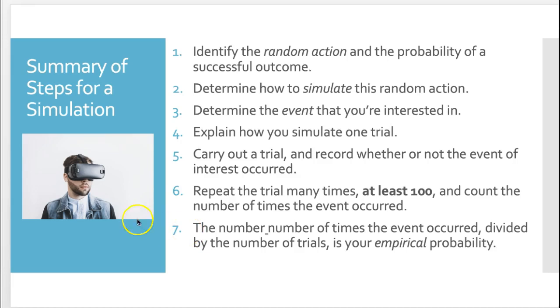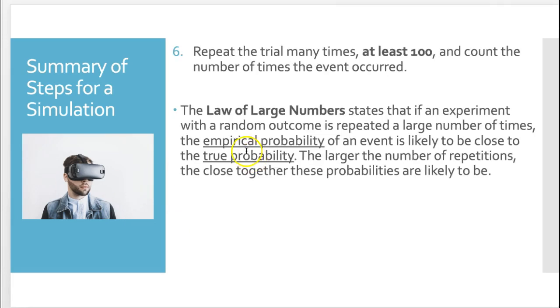One thing to briefly note here, in the summary of steps for simulation: when it says at least 100, where are they getting this number from? There's theory backing up everything that we're doing when we flip a coin or use the computer. The law of large numbers states that if an experiment with a random outcome is repeated a large number of times, the empirical probability of an event is likely to be close to the true probability. So the larger the number of repetitions, the closer these probabilities are likely to be.